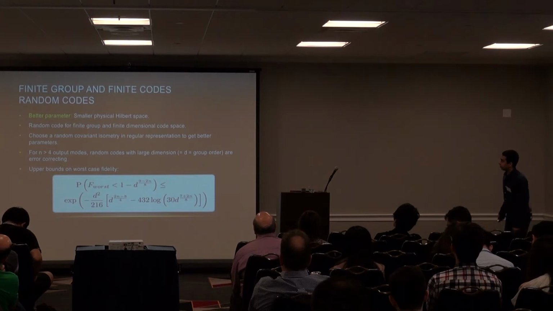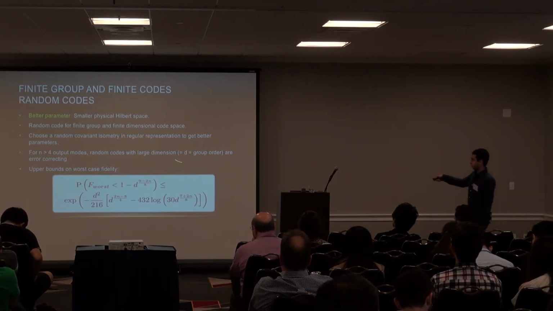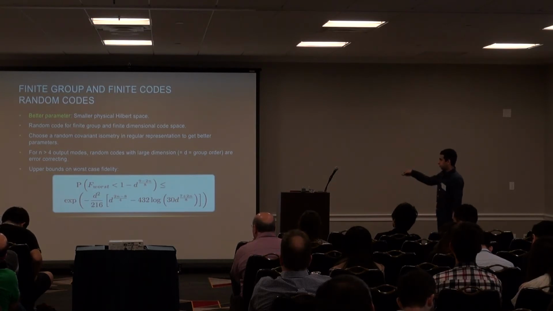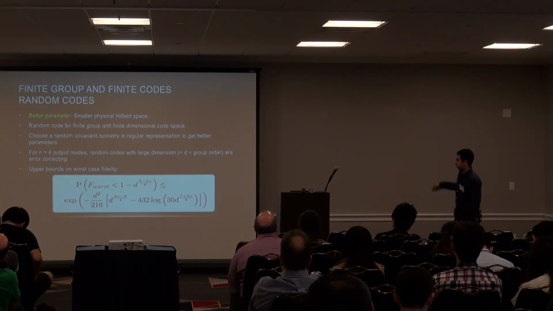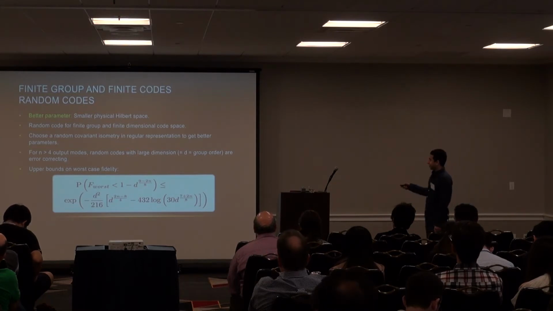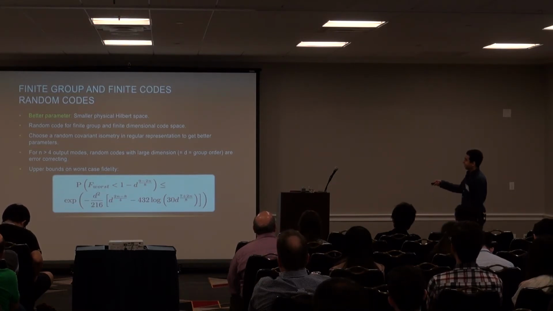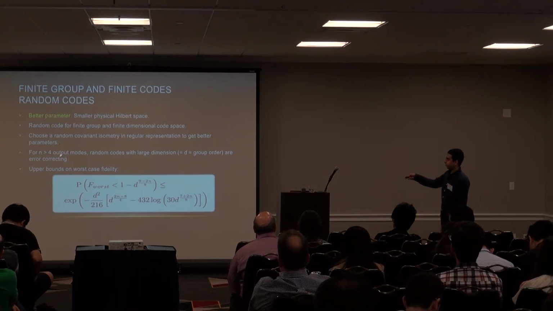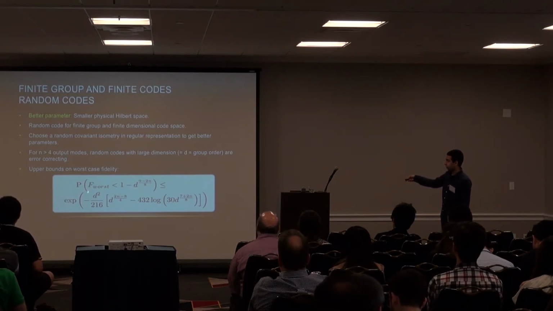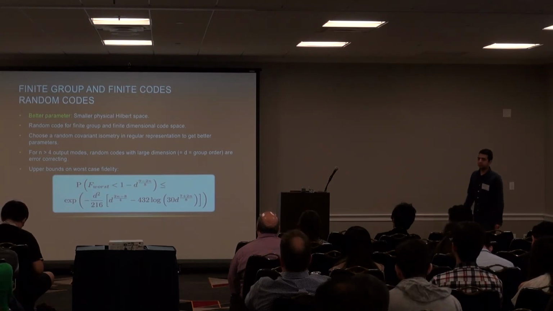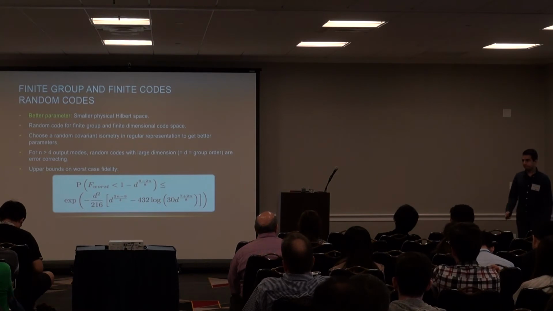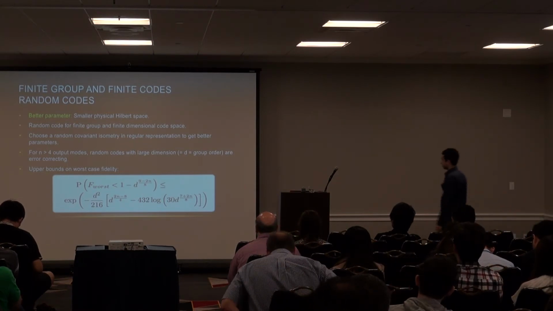It's exponentially close to 1 in this limit when we have more than 4 output nodes and the group order is large. I apologize for this bad equation. But you can see that in the limit of large D, and if n, the number of outputs, is more than 4, the worst case fidelity of recovery is very close to 1 by a big exponential factor, and it's going to be doubly exponential in the number of output modes. So this is a version of approximate code.